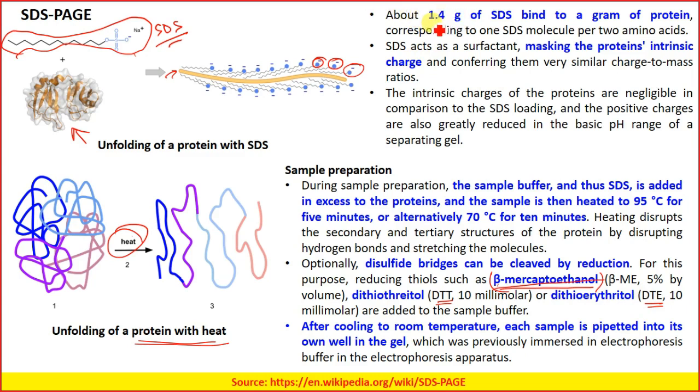One important thing you have to keep in mind is that 1.4 gram of SDS binds to a gram of protein, corresponding to 1 SDS molecule per 2 amino acids within the proteins. The SDS acts as a surfactant. It masks the protein's intrinsic charge. So in SDS-PAGE, the separation is not based upon the intrinsic charge of the protein, but on the linear size of the proteins.